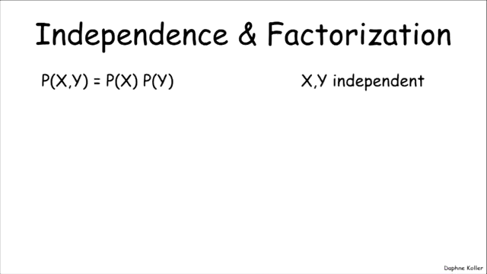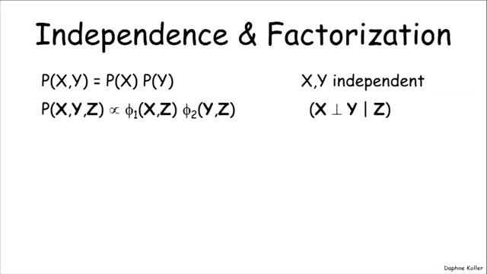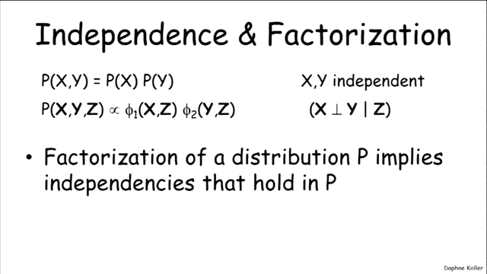For example, the independence definition that P of x comma y is the product of two factors, P of x and P of y, is the definition of independence, and at the same time, it's a factorization of the joint distribution as a product of two factors. Similarly, one of the definitions that we gave for conditional independence, which is that the joint distribution over x, y, and z is a factor over x and z times a factor over y and z, is the definition of conditional independence. So once again, independence and factorization. So we see that factorization of the distribution corresponds to independencies that hold in that distribution.